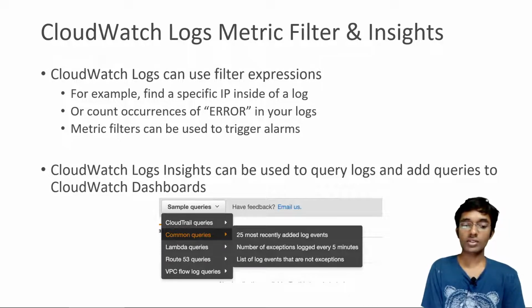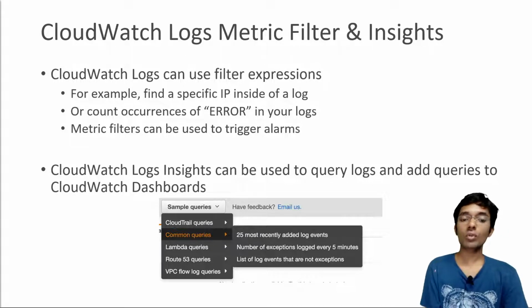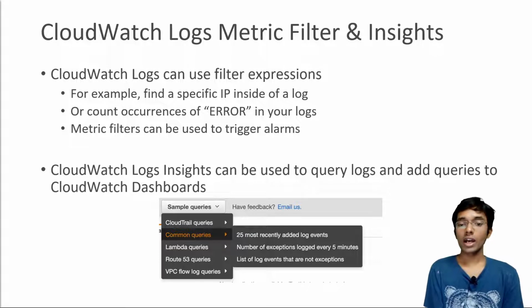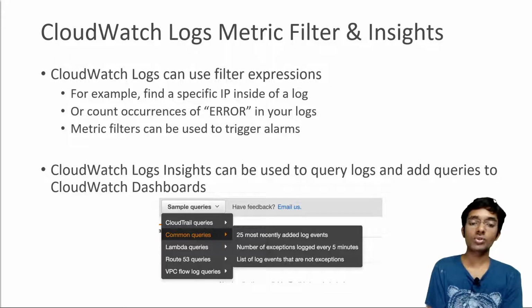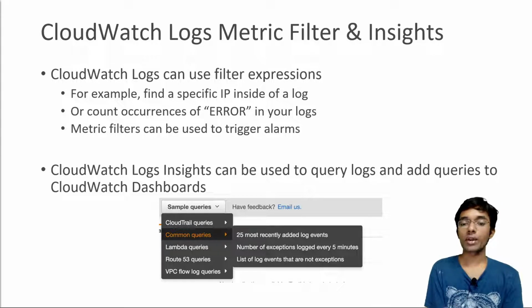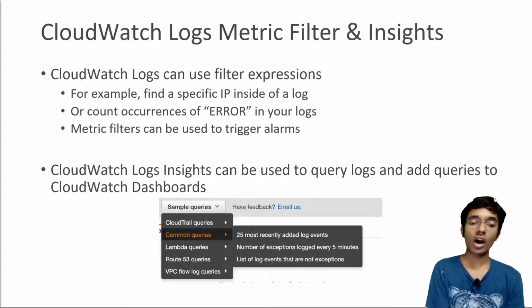So next we'll be talking about CloudWatch Logs metric filters and Insights. CloudWatch Logs can use a filter expression, and this filter expression can result in creating a metric, hence the name logs metric filter. For example, say you are looking for a specific IP inside of a log, and you want to have an alarm or a metric based on how many times the IP has been found. You would create a metric filter.